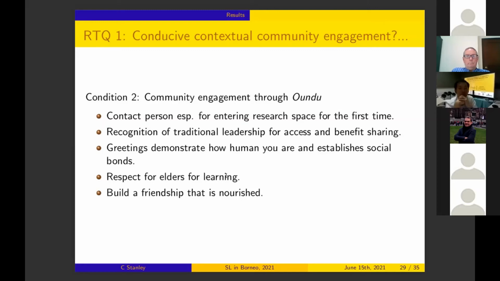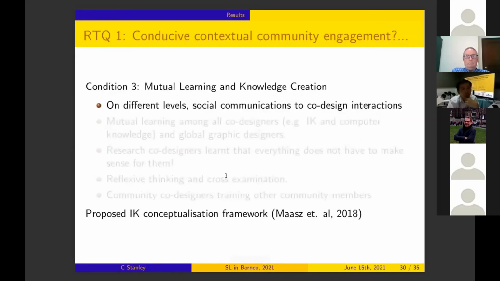And then build a friendship that is nourished. The community used to call us, and I used to panic at the beginning when I saw a call from one of the community co-designers. I would think that maybe the tablet is broken or something. Then he said, no, Colin, I'm just greeting you. That was also something new for me.